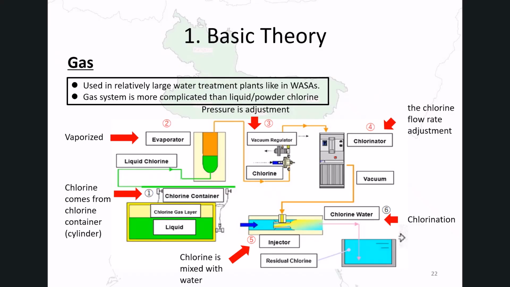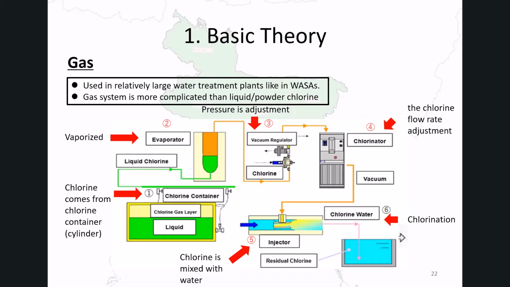Gas chlorine is typically used in relatively large water treatment plants. This diagram shows the gas chlorine system. 1. In this system, chlorine is stored in cylinders as liquid under high pressure. 2. When released, it vaporizes and becomes gas.